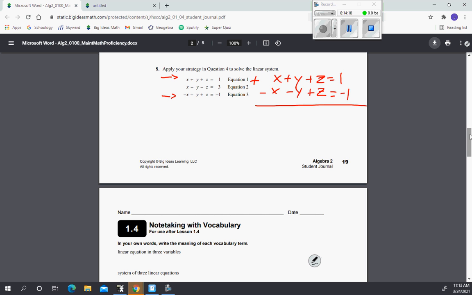I actually lucked out here because x's cancel out, y's cancel out. I already solved for z. 2z equals 0, z has to equal 0. That's not always the case, so we'll go through some more examples here shortly.